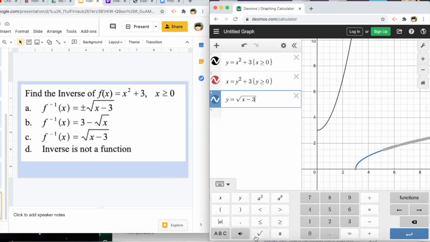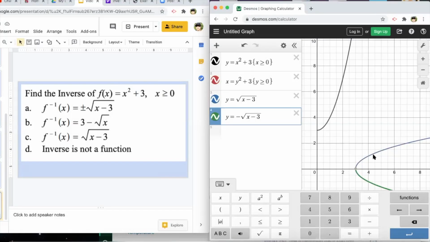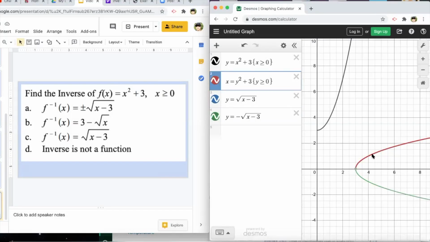Okay, so this is for the positive. And y equals negative square root of x minus 3. So you notice that our answer here is only this red line.